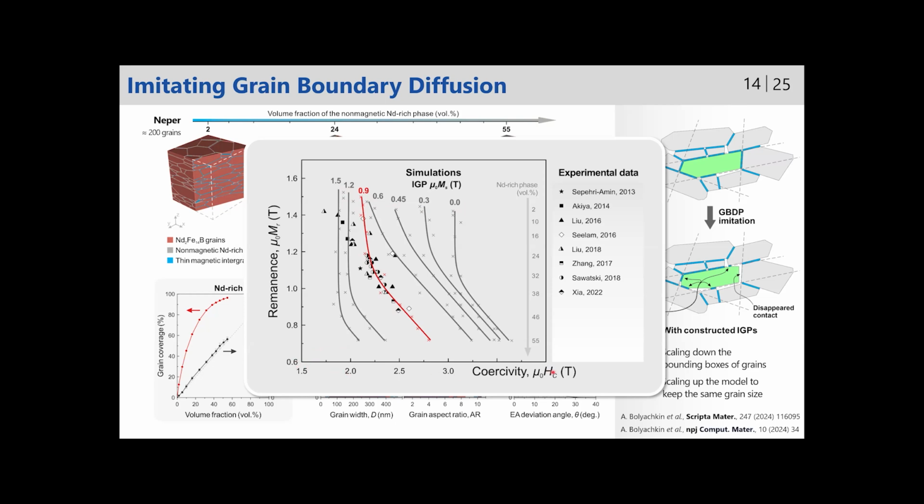So on this x-axis is coercivity and remanence. And if we would like to push coercivity forward, it means that first of all, we should decrease the magnetization of the intergranular phase. And this gives us a hint of what we should do for experiments, how we should design experiments in order to improve coercivity further.